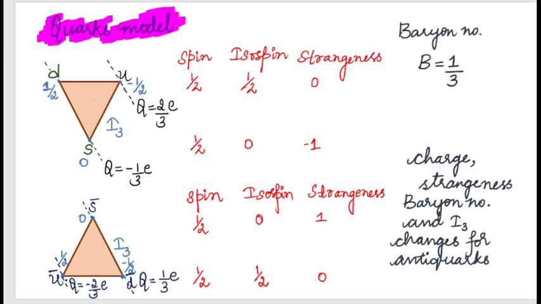Spin for anti-strange, anti-down, and anti-up quark is half and half, it remains the same. Isospin also remains the same, whereas the strangeness changes. For S bar it is plus 1, for U bar and D bar it is 0. Next, the baryon number also changes, it will be minus 1 by 3 for anti-strange quark, anti-down quark, and anti-up quark.